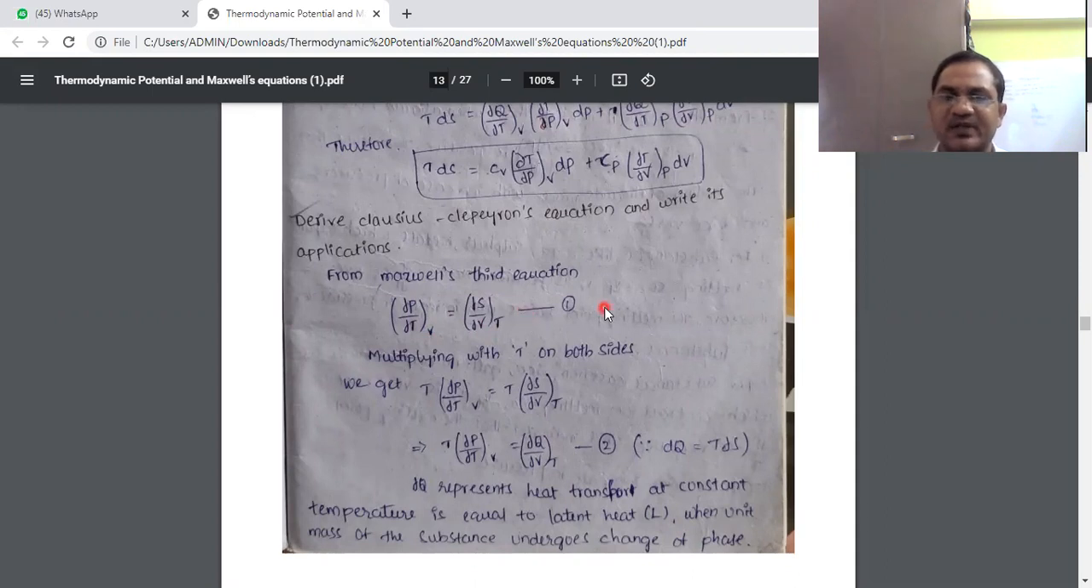So this is equation 1. Now, multiplying by temperature on both sides, we get T(∂P/∂T) at constant V is equal to T(∂S/∂V) at constant T. On the right side, T into ∂S, we take as ∂Q from the second law of thermodynamics. Hence, ∂Q by ∂V at constant T. This is equation 2.